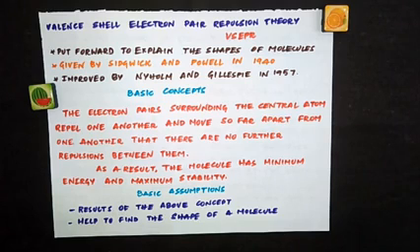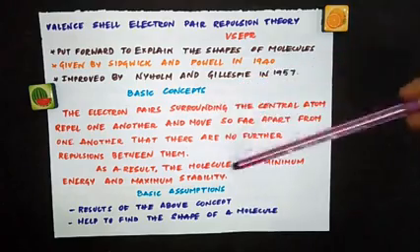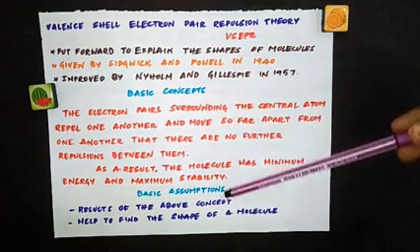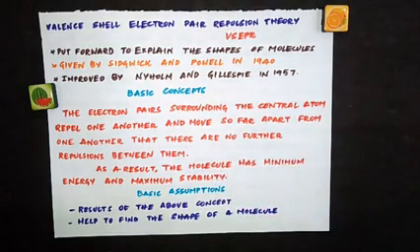So this concept, what concept? That the electron pairs are repelling each other. This concept leads to various assumptions. We call those the basic assumptions of the VSEPR theory. And these assumptions help to find the shape of a molecule. Now let's see what the basic assumptions are.